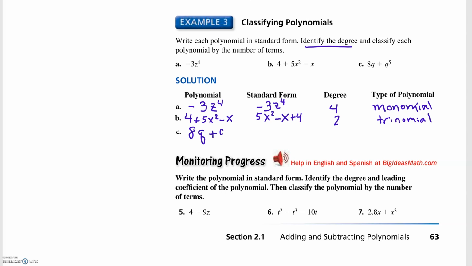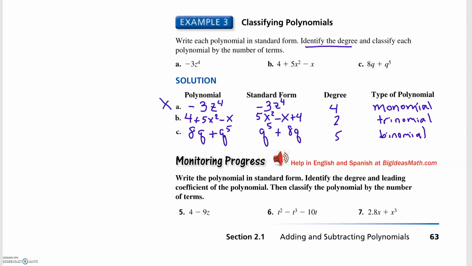The last one, 8q plus q to the 5th power. Switch the order a little bit so that the highest power term is in front. They're both positive, so it's q to the 5th plus 8q, right? And identifying the degree of that, it is 5. It is a binomial because it has 2 terms. Q to the 5th and 8q are the terms.